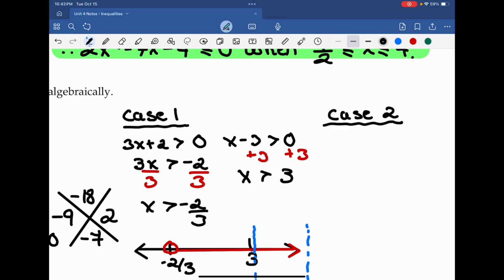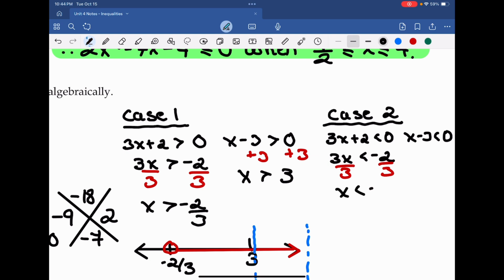If in the first situation, or the first case, they were both positive, now I'm going to make it where they're both negative. 3x plus 2 is less than 0, and x minus 3 is less than 0. Apologies for making this squishy. If I isolate this, it's going to isolate the same way. I'm going to go 3x is less than negative 2. We're going to divide both sides by 3, meaning that our inequality is going to be x is less than negative 2 over 3.